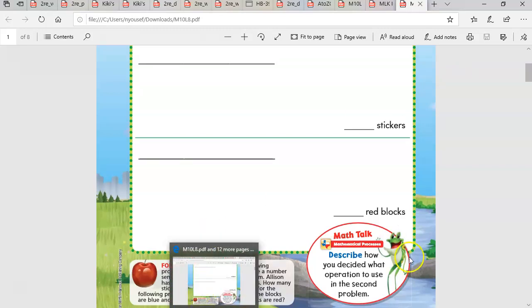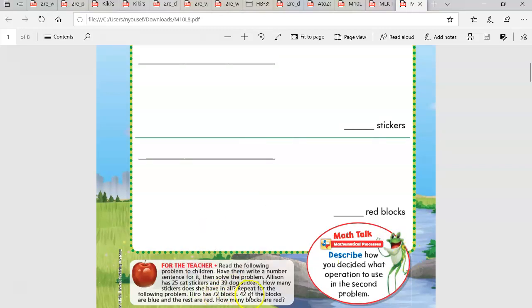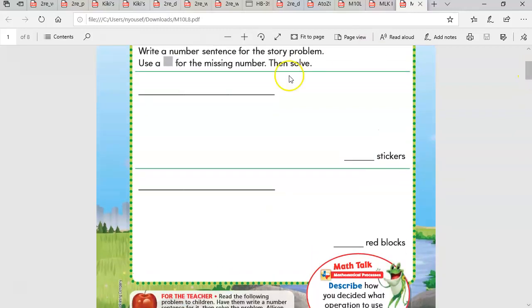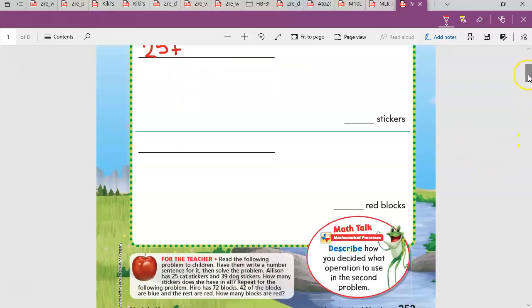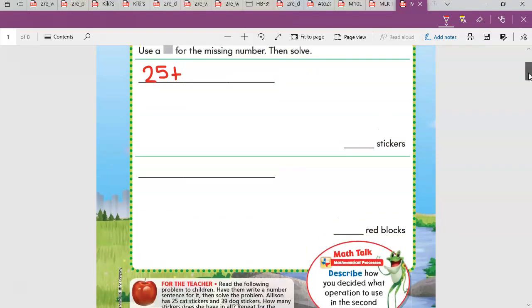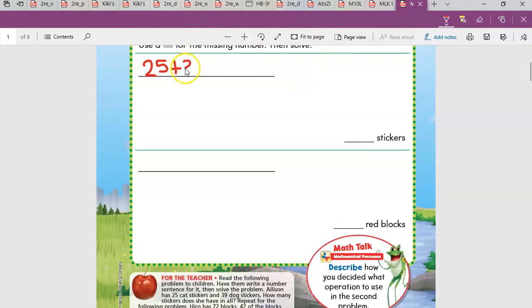Allison had 25 cat stickers and 39 dog stickers. How many stickers does she have in all? Okay, so let's do it twice. Allison had 25 cat stickers and 39 dog stickers. So she had 25 cat stickers, and means add. She had 25 cat stickers, and how many dog stickers? 39 dog stickers. The question is, how many stickers does she have in all?